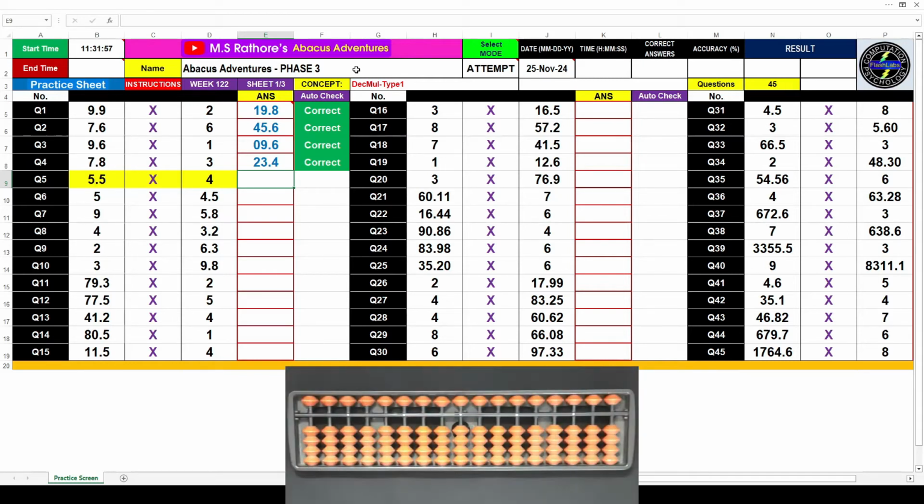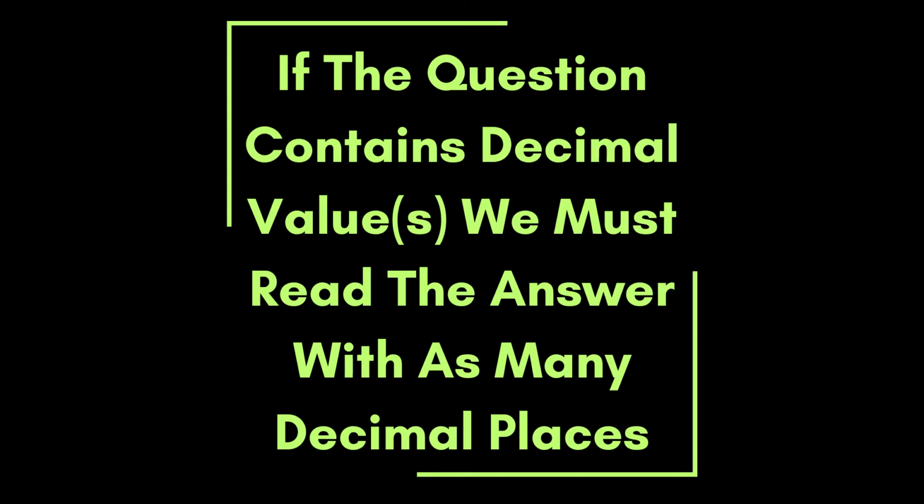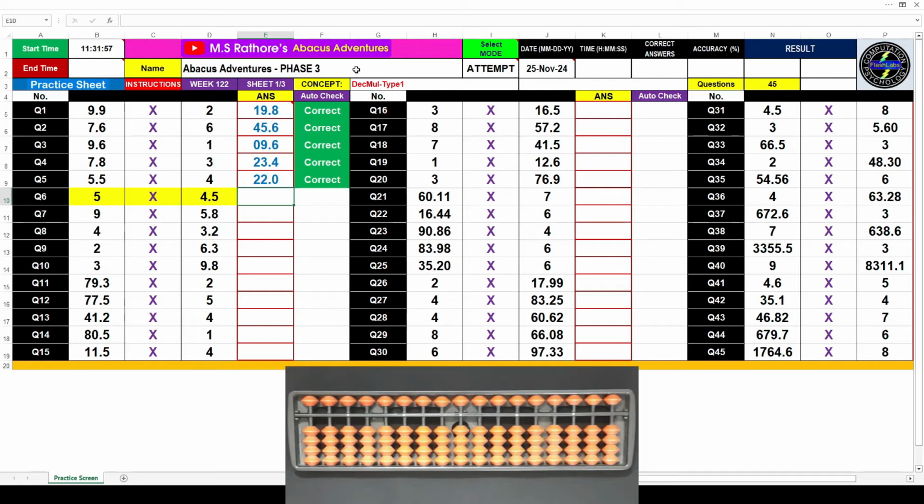Yes, we need to type the answer in decimal format, that is 22.0 and not just 22. Alright, because the question contained a decimal part. So why did we take 22.0? Because the question contained a decimal value. So the answer should always be in a decimal format. 22.0 was the answer.